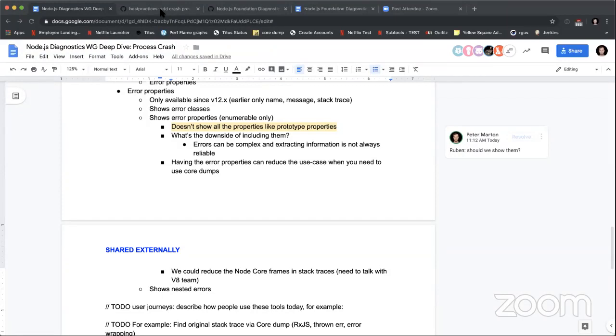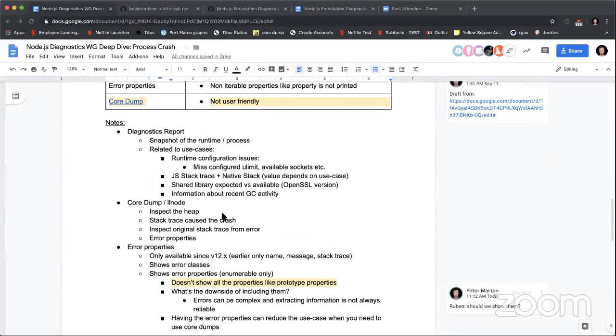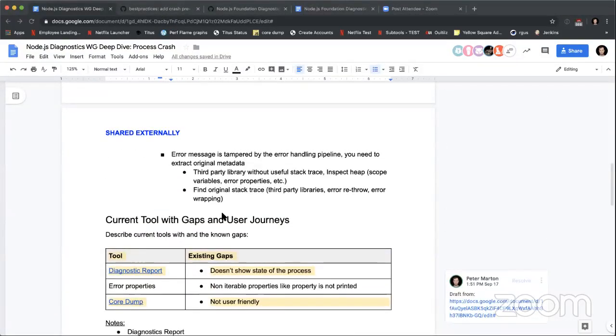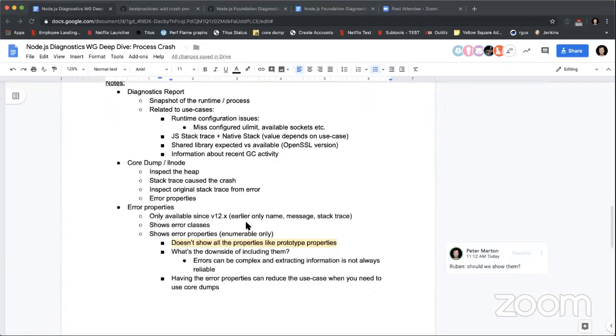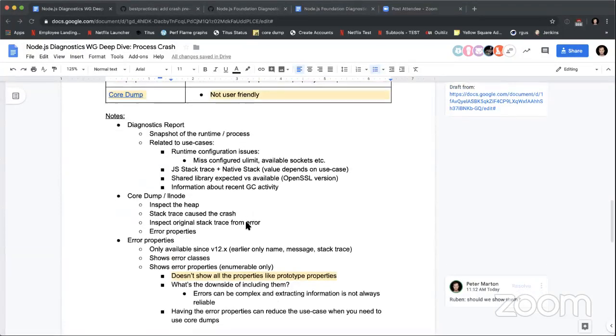Okay, I think it would be too ambitious in the remaining 7 minutes to really go into user journey. So let's try to focus on what we started, the use case and the tools we have today. Does that sound reasonable for the people? Sure. Okay, so we discussed diagnostic report, core dumps, and the error properties, what they are today and what they could involve in the future.